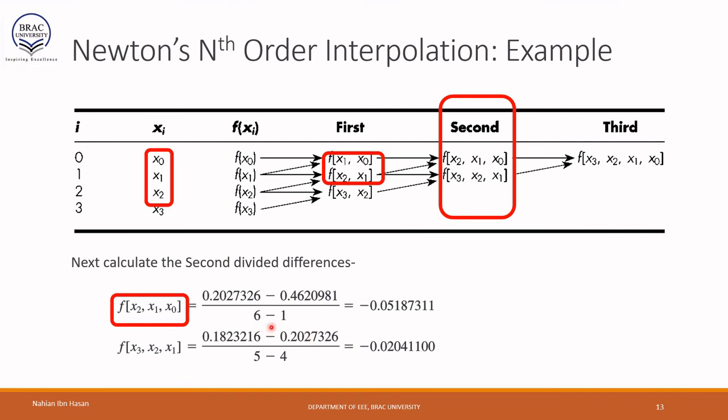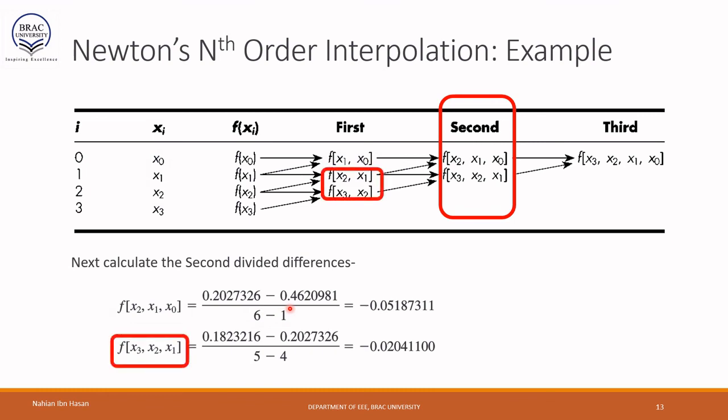So in the denominator we need to use the difference between the largest and the smallest x variable. Since we need to determine f of x2, x1, x0, and we need to use these 2 second variable function values, these 2 function values range from x0 to x2. That's why in the denominator we need to use the difference between x2 and x0. That is 6 minus 1.